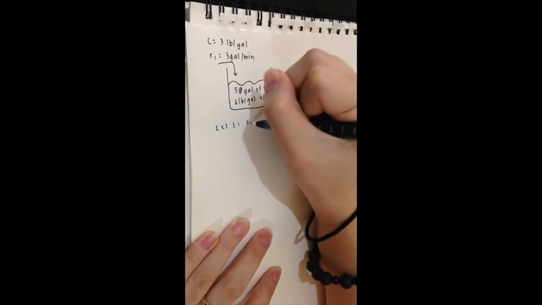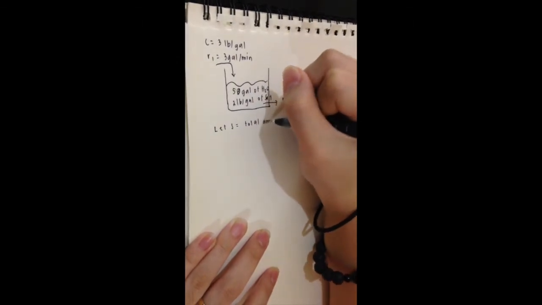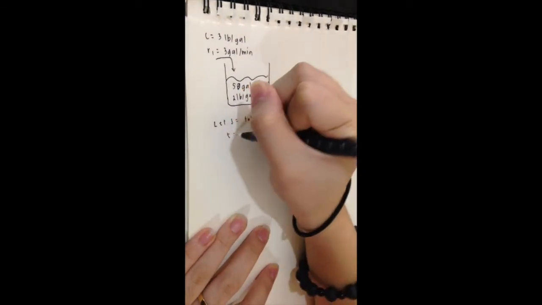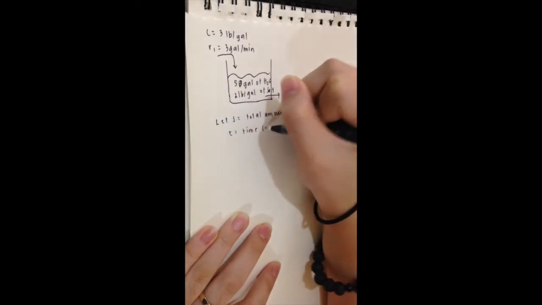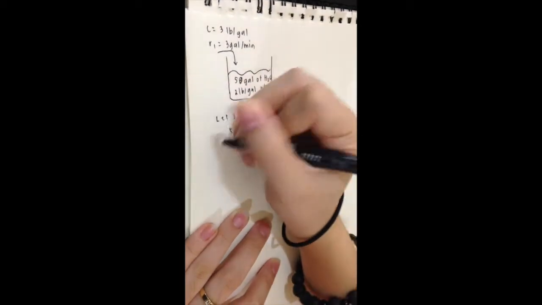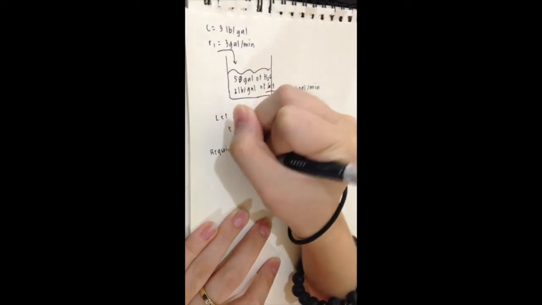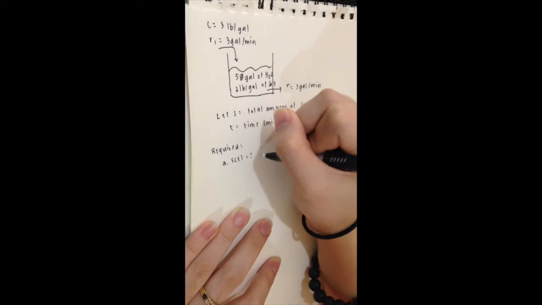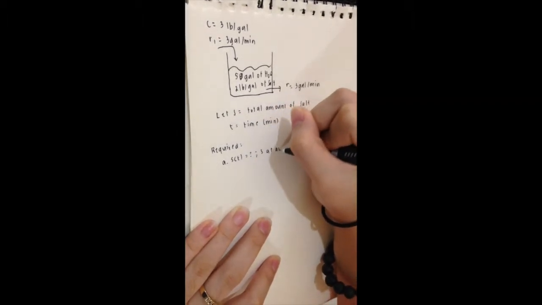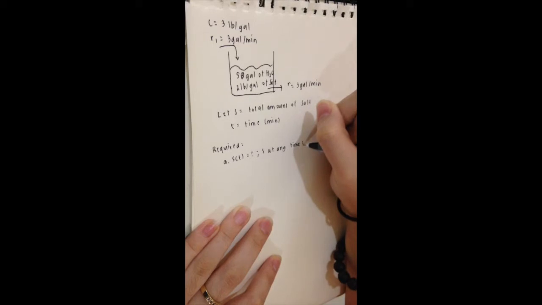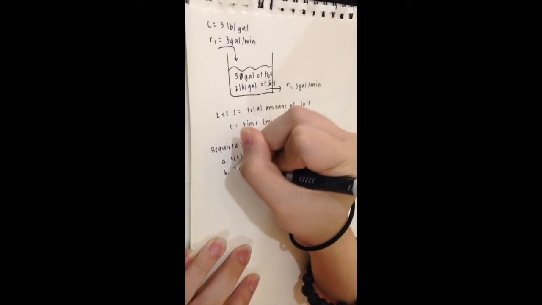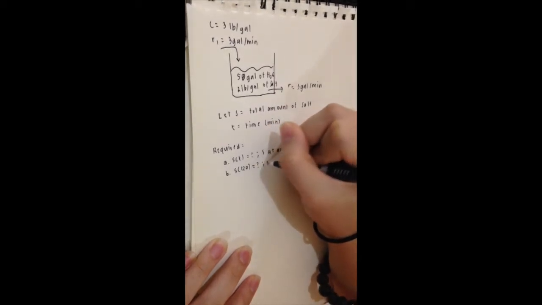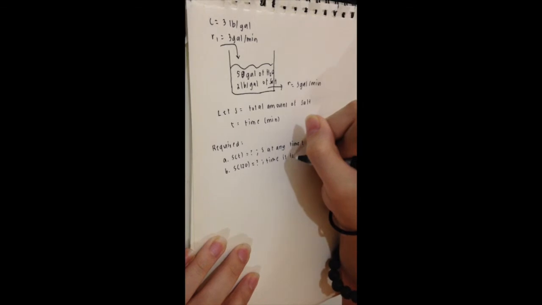So we let S equal the total amount of salt, and t equal time in minutes. Then we are required to find the function S of t at any time t. Then we also find the time it takes when the salt is equal to 120.